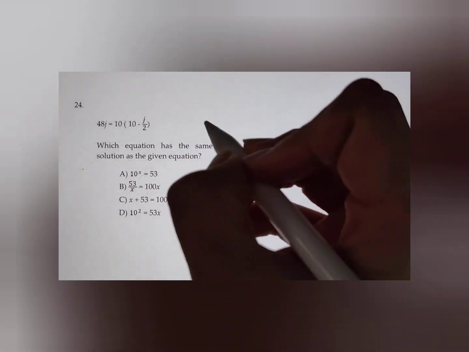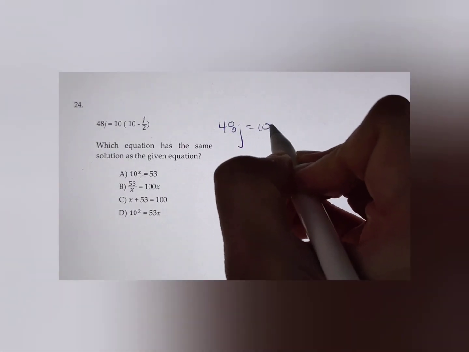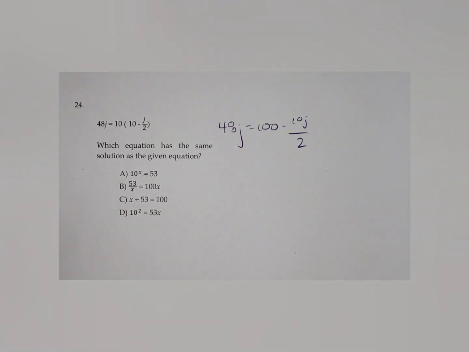We've got 48j equals 10 times quantity 10 minus j divided by 2. So first let's go ahead and distribute that 10 all the way through. We can do that real quick. So we get 48j equals 100 minus 10j over 2. And now we want to combine like terms, so let's do that as well.